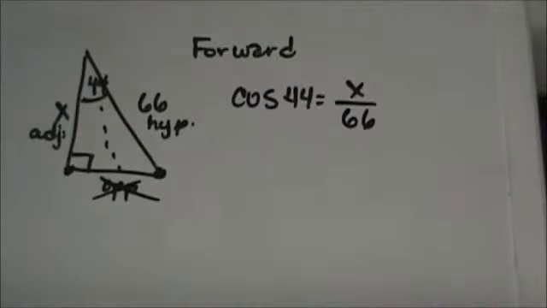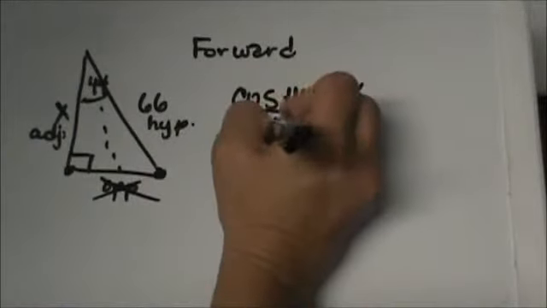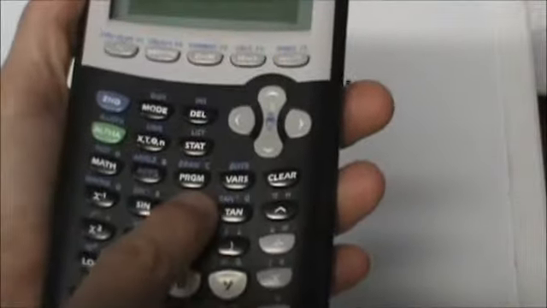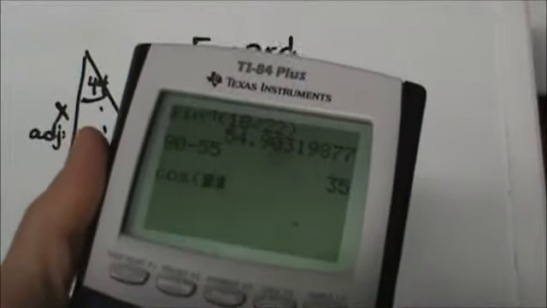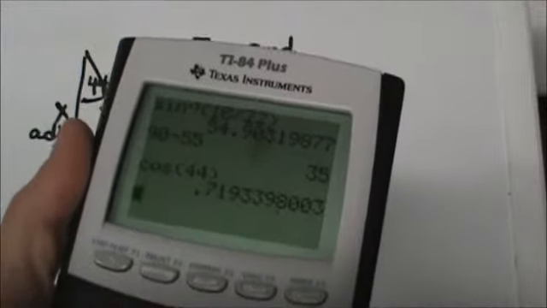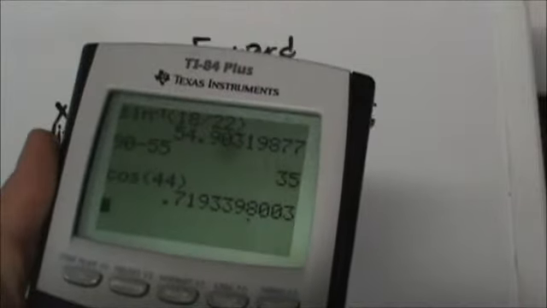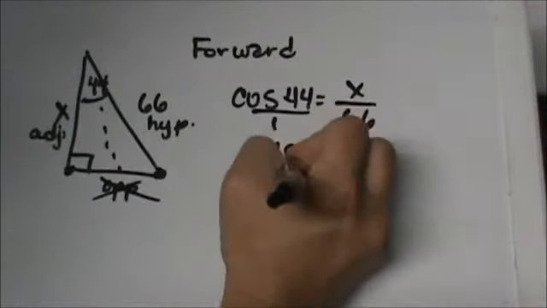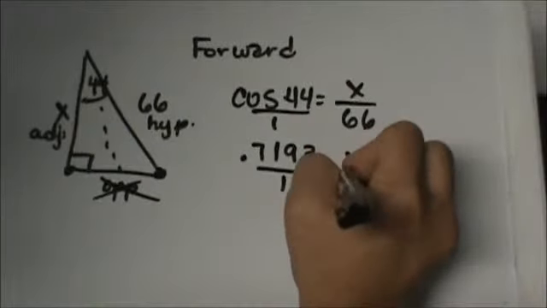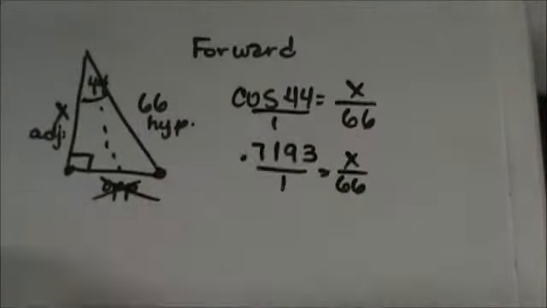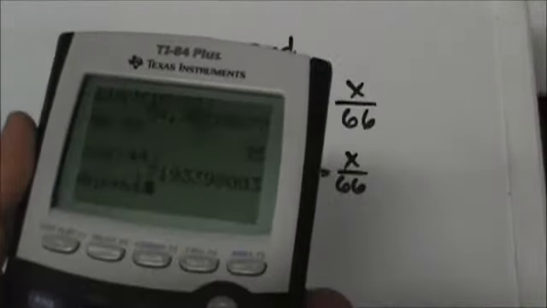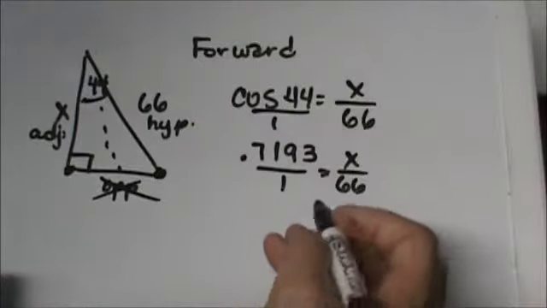Now let's do some calculator stuff. Let's take your cosine of 44 over 1. So grab your calculator. Cosine of 44, and it is 0.7193. 0.7193 over 1 equals x over 66. Do my cross product, so I'll just take that answer times 66, and I get 47.